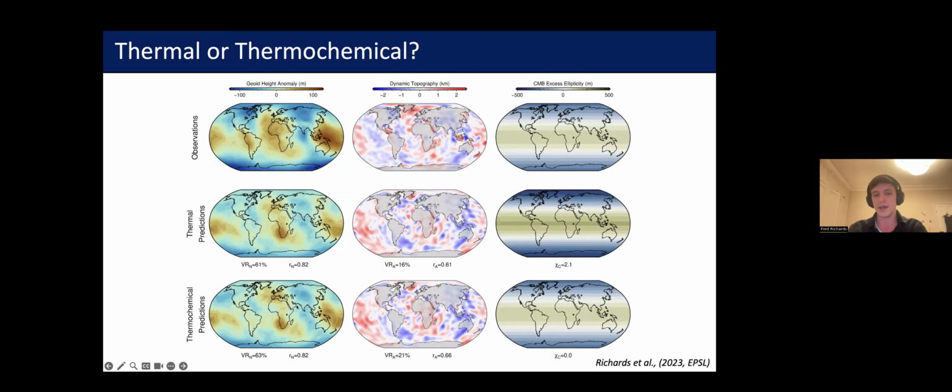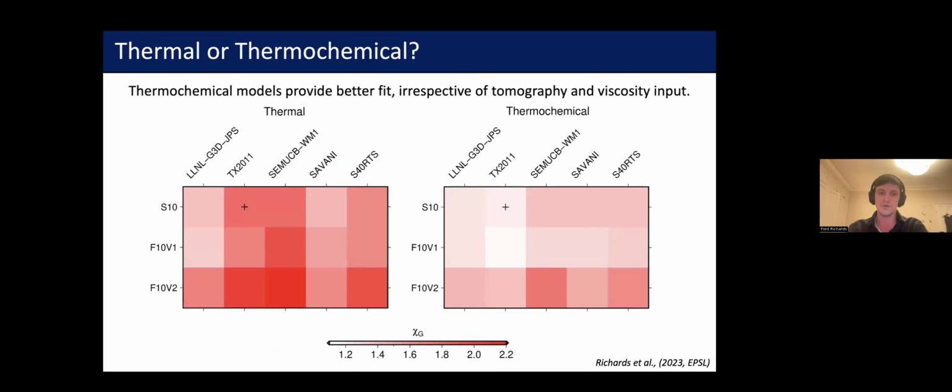But importantly, you can get these two good fits to dynamic topography and geoid while simultaneously fitting the core mantle boundary ellipticity well. And this was the result that we saw across all the different combinations of input viscosity profile and tomography model we used. So these panels here are showing you misfit to the geodynamic constraints. So red is bad fit, lighter colors is good fit.